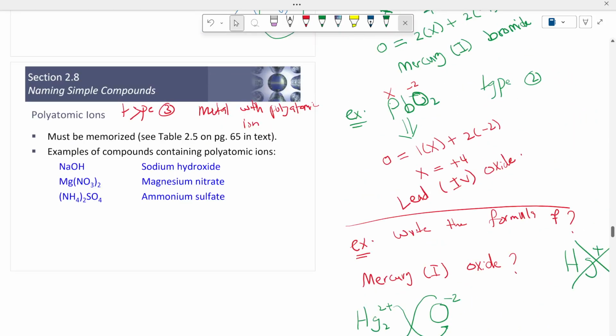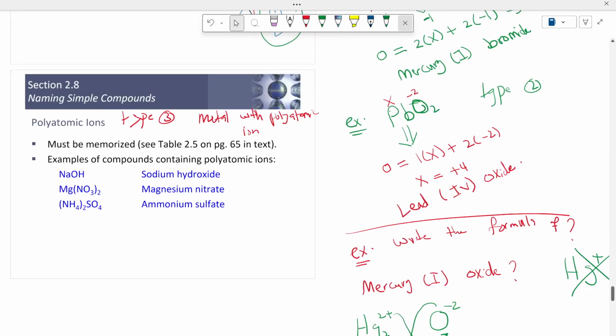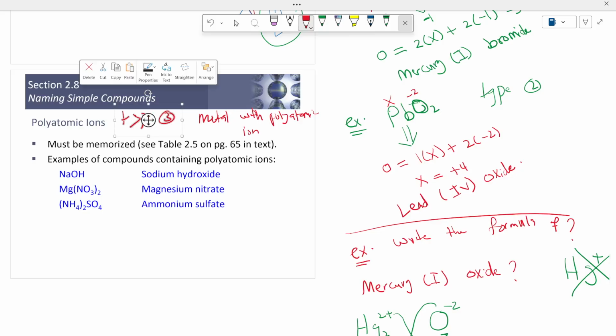1 plus 1 equals 2. Why? Because the procedure is very easy. In type 3, write the name of the metal as it is, and write the name of the polyatomic ion as it is. That's it. Here we have some examples.